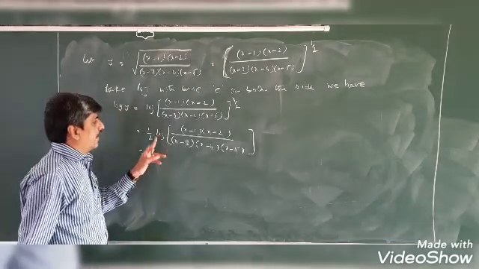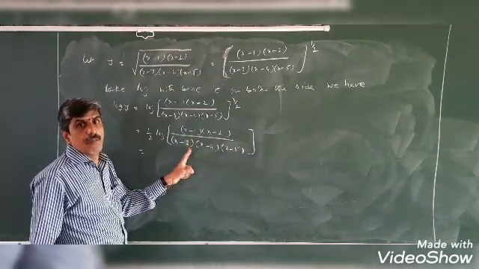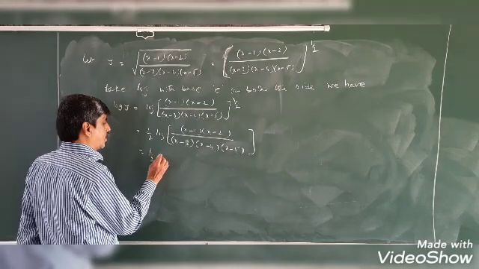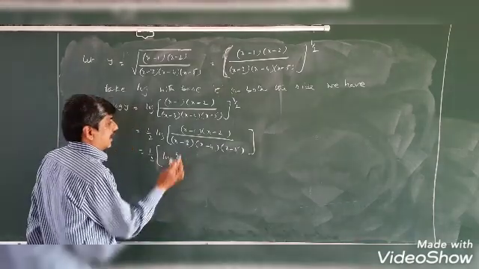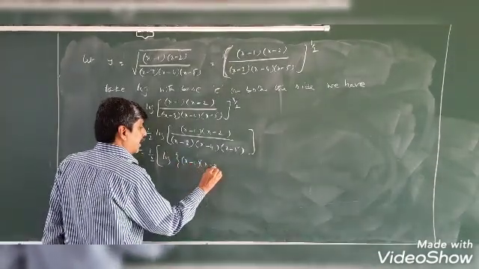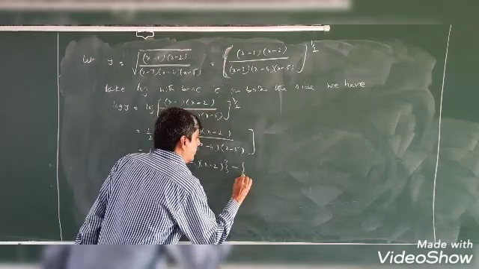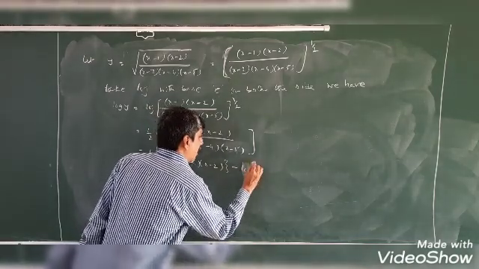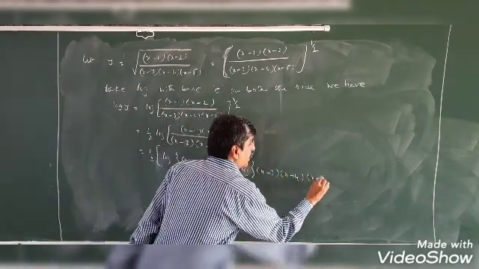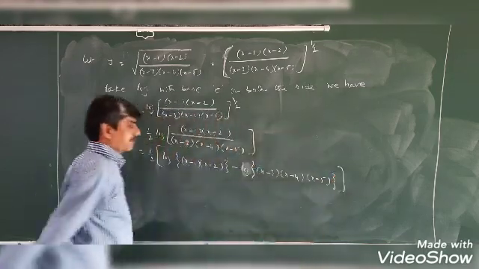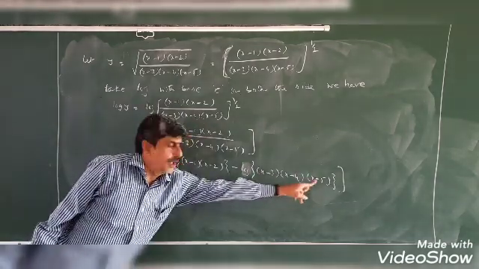Now it seems to be the formula log of a by b. So log of a by b we will write as log a minus log b, means 1 by 2 into log of a, a means (x minus 1)(x minus 2), minus log of b, b is (x minus 3)(x minus 4)(x minus 5). So log of a by b is log a minus log b.